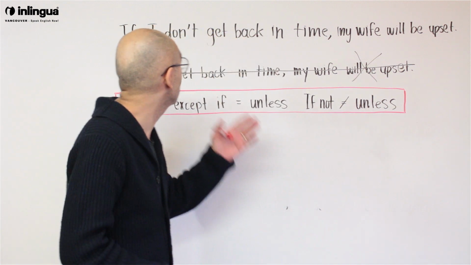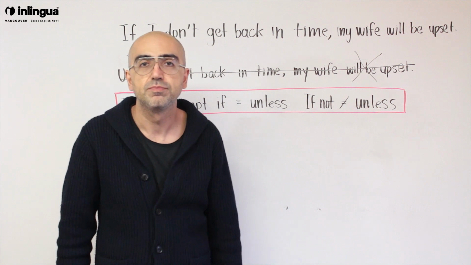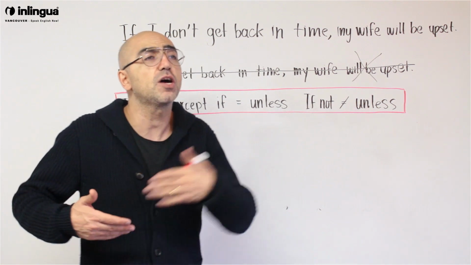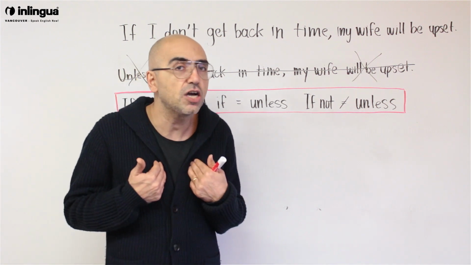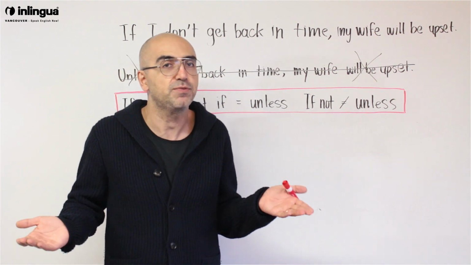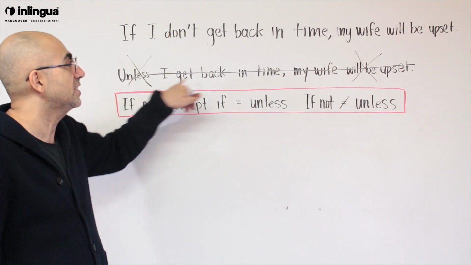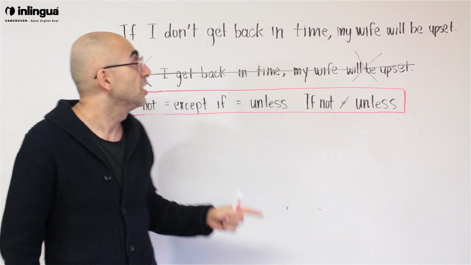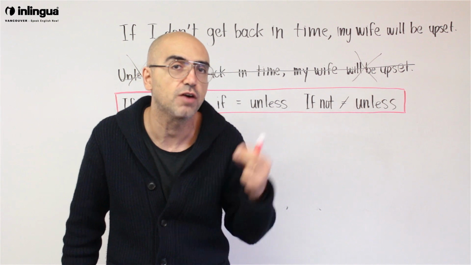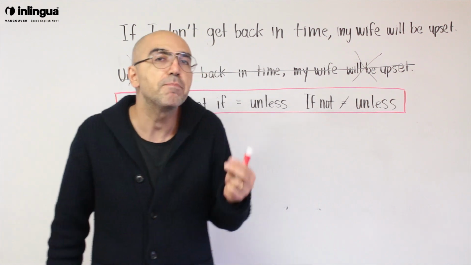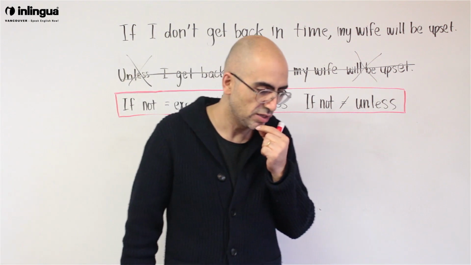I'll do another example for you. If I don't get back in time, my wife will be upset. But again, my wife can be upset for a number of reasons. A number of things could upset her. My being on time cannot be the only thing that stands between her and her happiness. That is why I cannot say unless I get back in time, my wife will be upset. My getting back in time is not a necessary condition of her happiness. It's just a minor condition, actually, on her happiness, right?